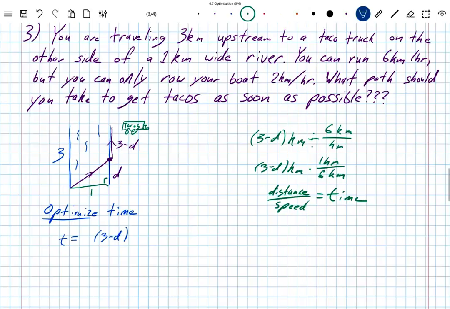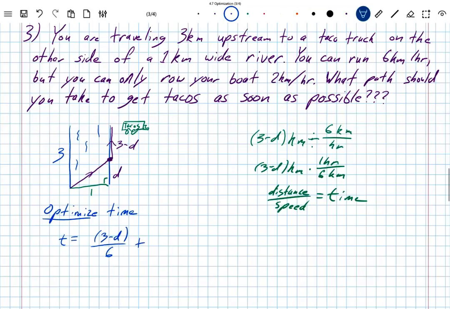So you can do a little bit of unit analysis to help yourself out if you want, or you just think about it. If I want to go 5 miles and I'm going 2 miles an hour, how long will that take? 5 divided by 2. So we want to divide by speed. So I want to divide by 6. That is how long that second part takes me.